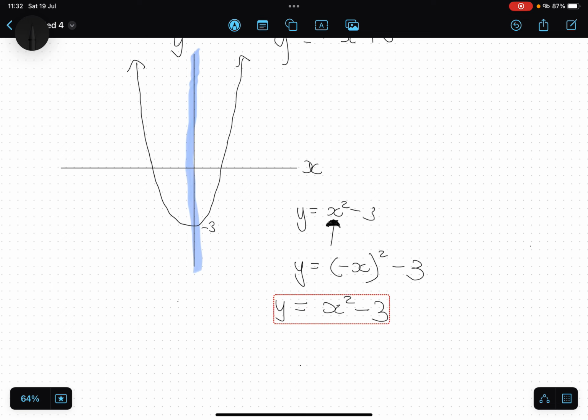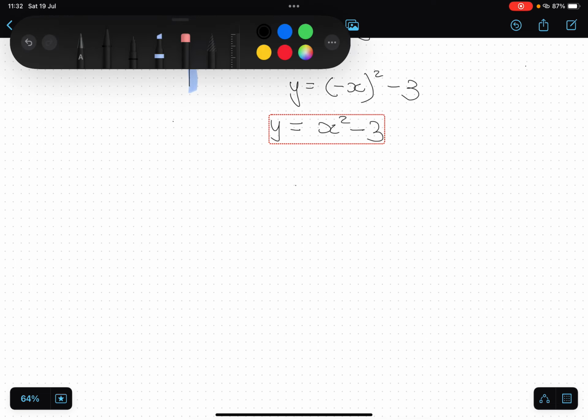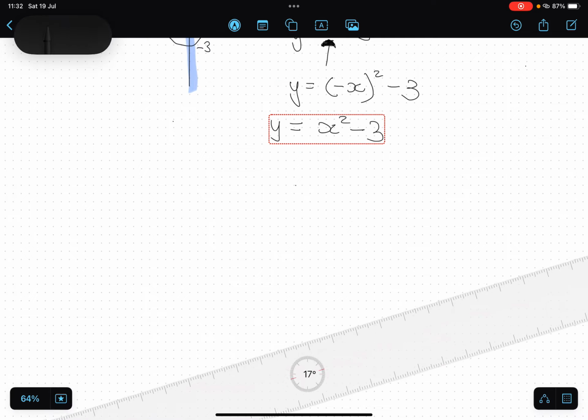Now, this is not always the case. Sometimes we do have parabolas that are not exactly symmetric about the y-axis. This is the case because it's a symmetric one. It's symmetric about the y-axis. You can see that. So let's do a case where it's not, so that you can see how that is slightly different.